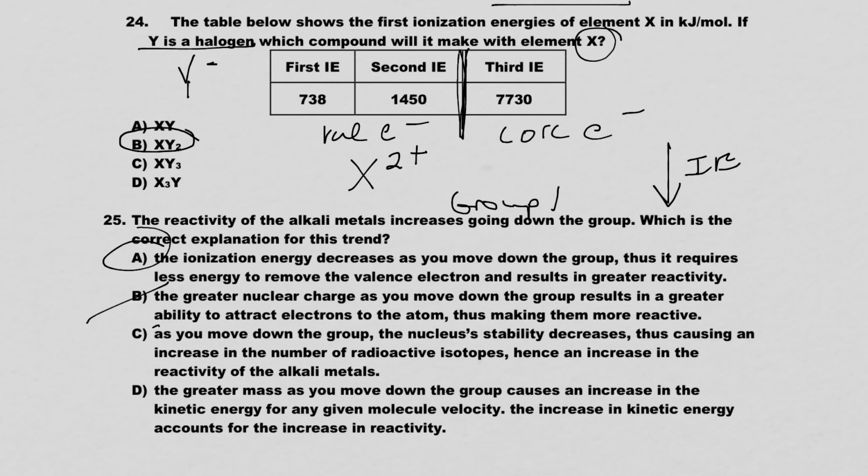We don't actually study nuclear chemistry in AP Chem, so we know it's not going to be about radioactivity. D, the greater mass as you move down the group causes an increase in kinetic energy for any given molecule's velocity. The increase in kinetic energy accounts for this increase in reactivity. Well, when we study gases, and maybe you remember this from last year, the greater the mass, the lower the velocity. Okay, so the only one that really works is A.